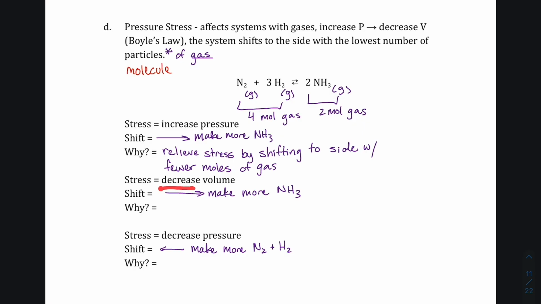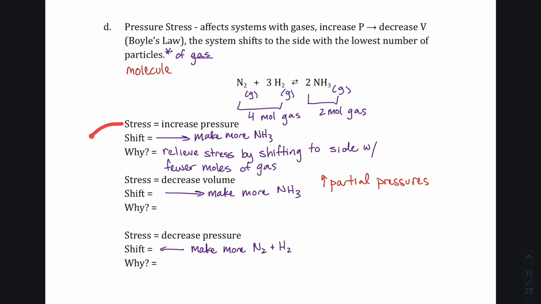Decreased volume is the same idea as an increase in pressure. When you decrease the volume, you are essentially increasing the partial pressure of each of the compounds. So the reaction is going to shift to release the increase in pressure that's seen. And so again, it's going to shift to the right-hand side to make more ammonia.